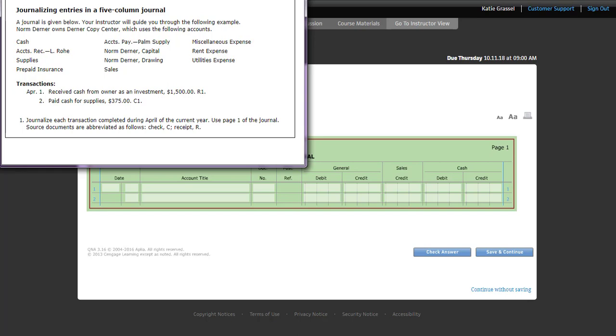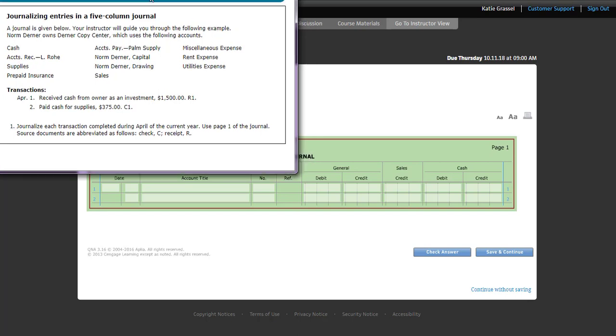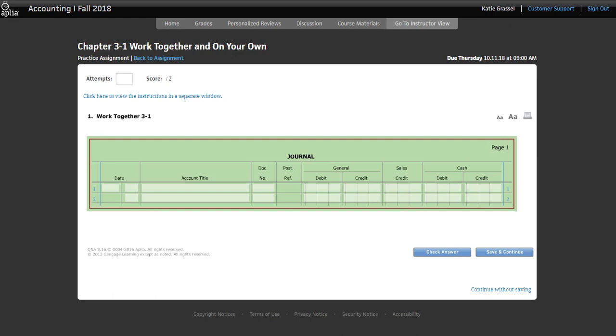The directions say, journalize each transaction completed during April of the current year. Use page 1 of the journal. Source documents are abbreviated as follows. C is check, R is receipt. I talked about those. So we know a receipt means cash is going up. A check means cash is going down. So our first transaction reads April 1st, receive cash from owner as an investment.